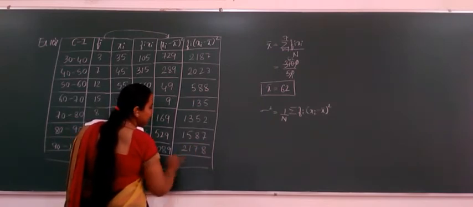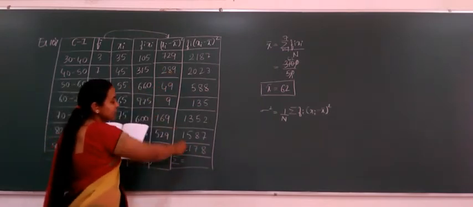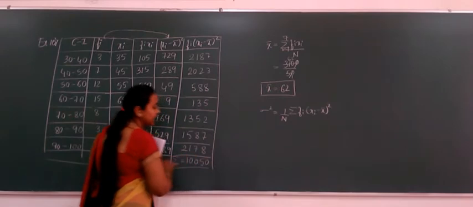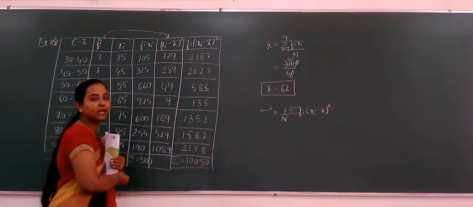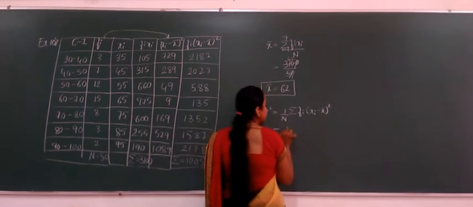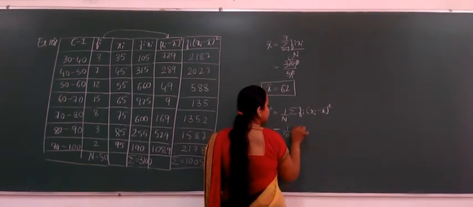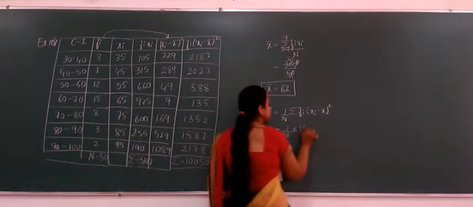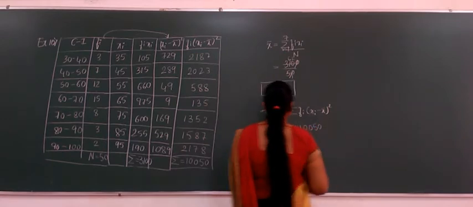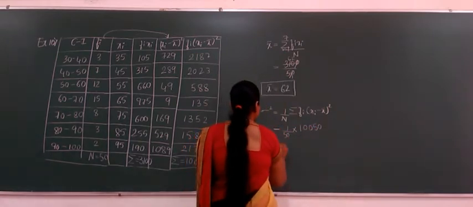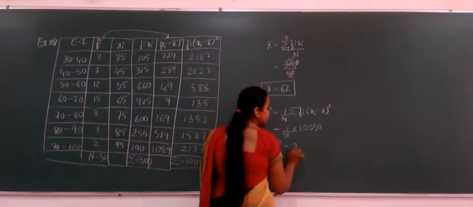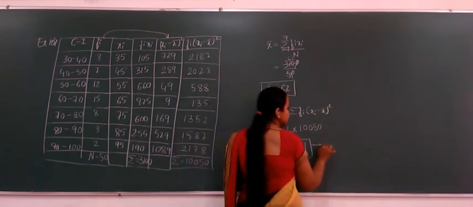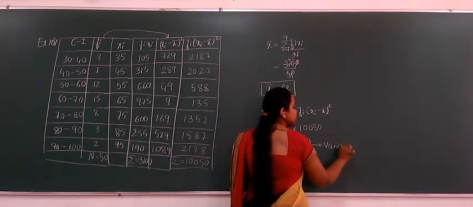What will be the total summation? We add each value, and the total sum is 10,050. Now we know this, we can easily calculate our variance. It is 1 divided by n, which is 50, into the summation of Fi into Xi minus X bar whole square, which is 10,050. So 10,050 divided by 50 gives sigma square equal to 201. This sigma square is nothing but the variance. Next you need to calculate what?